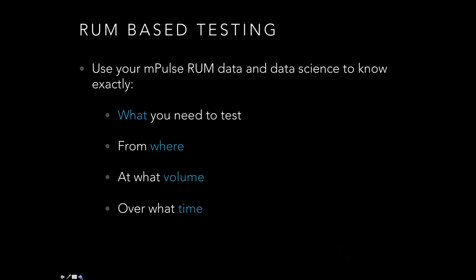So here's your data. With the Impulse data, you're able to know exactly what you need to test, from where are your users coming from, at what volume, where are they coming from in larger volume, what are areas where maybe you don't realize you have some users that you need to test for. Maybe it's on a different type of network. Maybe they have different behavioral patterns. And then over what time? How long are they on your site for? How long do they think on each page?